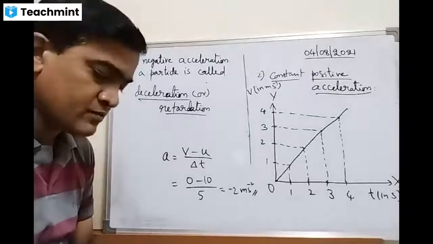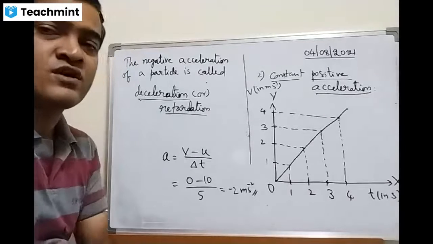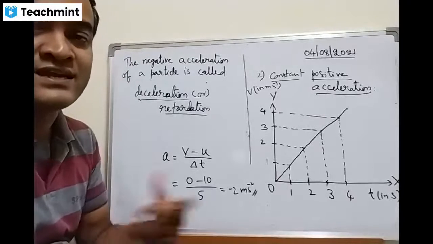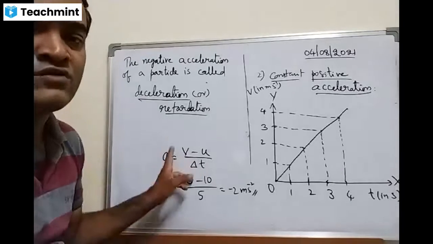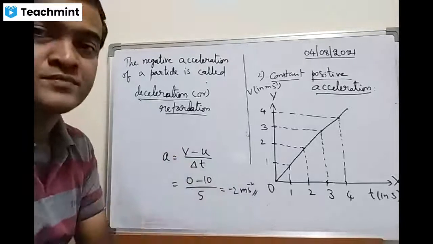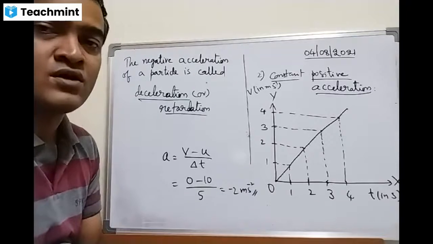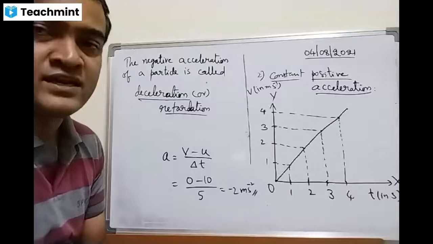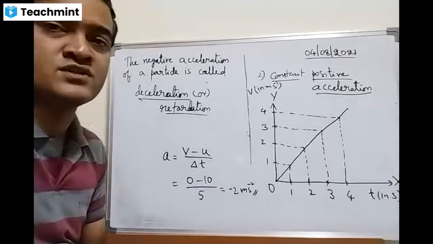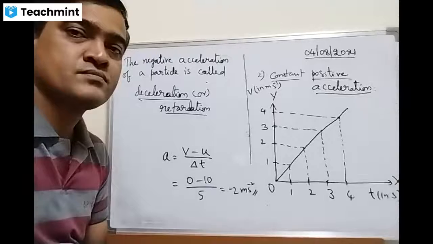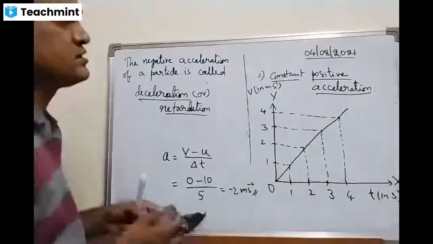Whenever the speed or velocity of the particle is getting decreased in a certain time, then I will get the value of acceleration as negative. Then this negative acceleration is called retardation or deceleration.